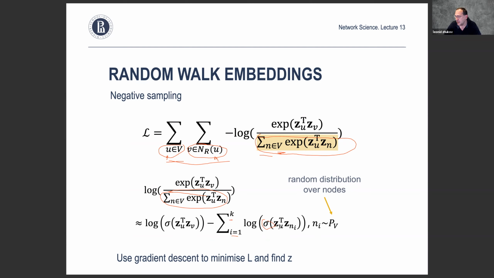Sigma here is the classical sigma, which is 1 over 1 plus e to the minus x. This is a way to write this expression. And by doing this negative sampling, by selecting a subset of nodes that are not connected, instead of normalizing over the whole graph, we can normalize over them. And if we do that, we're instantly getting rid of the double summation. Instead, just summing over some number of example nodes.